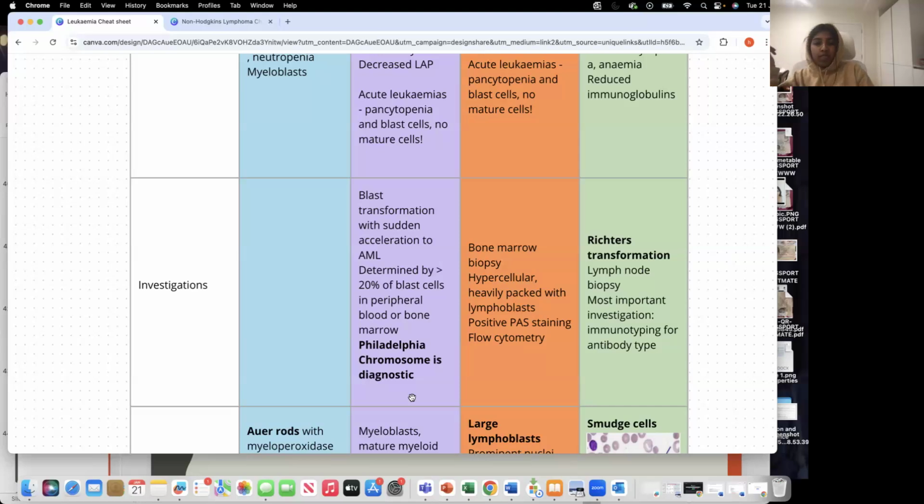In ALL, you would do bone marrow biopsy. You'll see hypercellular, heavily packed with lymphoblasts. You can do positive PAS staining, flow cytometry. In CLL, Richter transformation, you probably see that. You can do lymph node biopsy, and the most important investigation is immunotyping for antibody type, because that's linked with your Richter transformation where it does something to the B cell. So you have to deal with the antibody type.